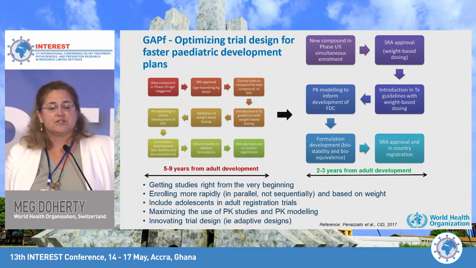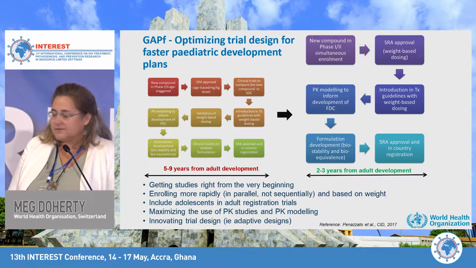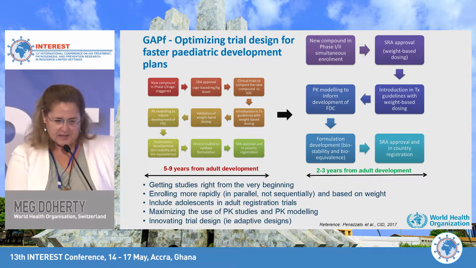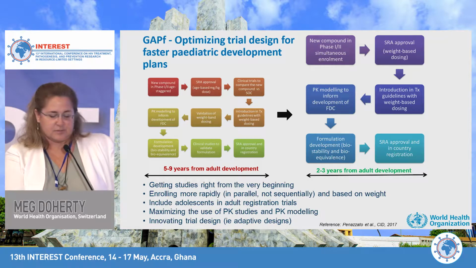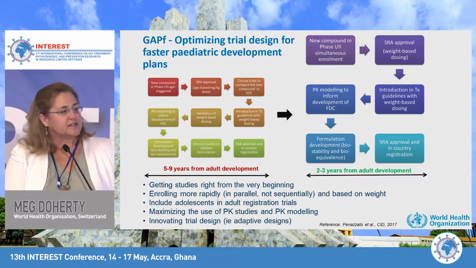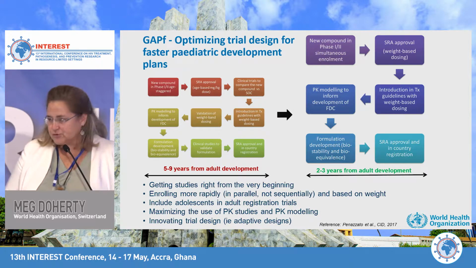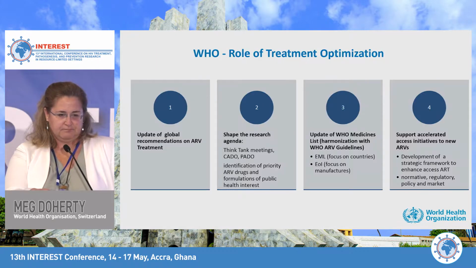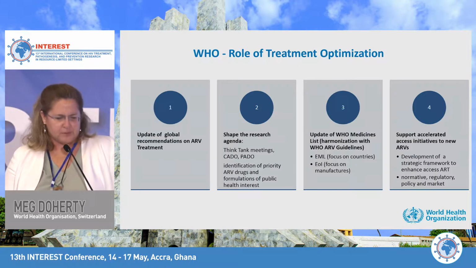And what we're doing with children is even trying to shrink this faster through an effort of trying to do this all in parallel as opposed to serially, meaning trying to get the researchers and the stringent regulatory authorities to work faster together. So what is the role of treatment optimization?